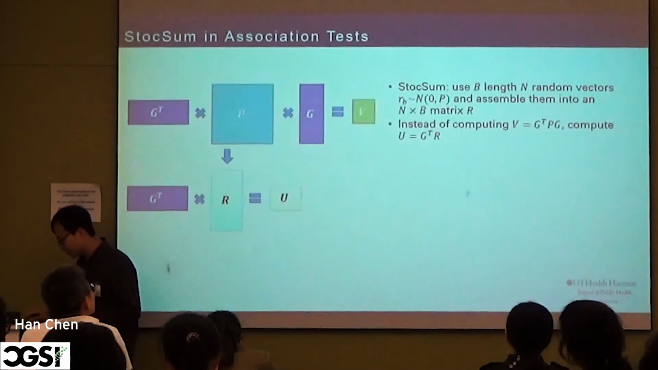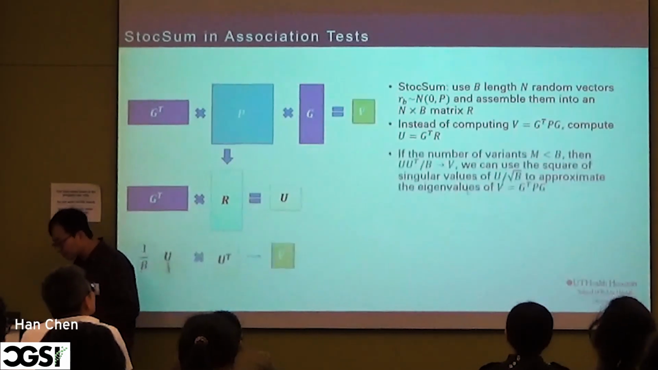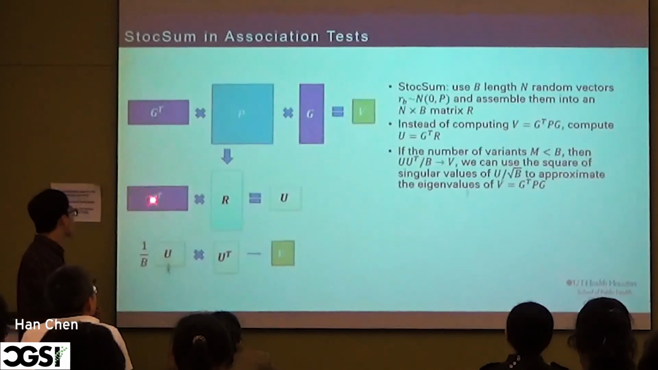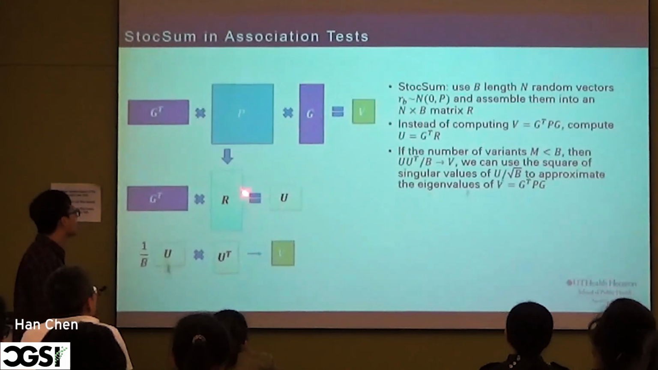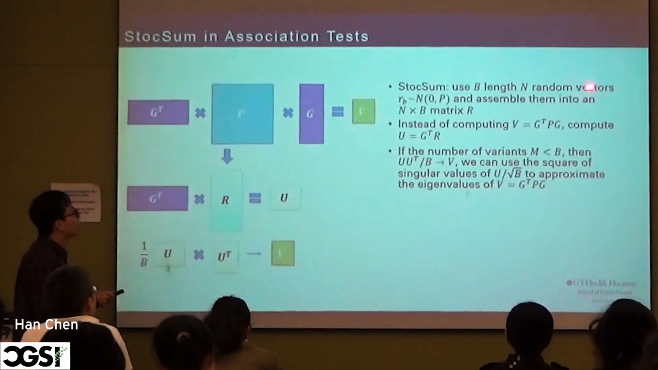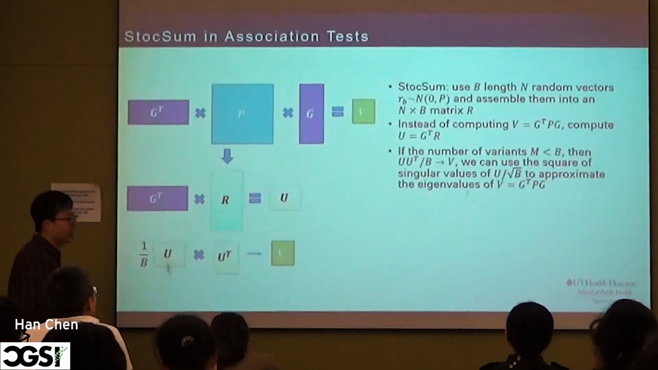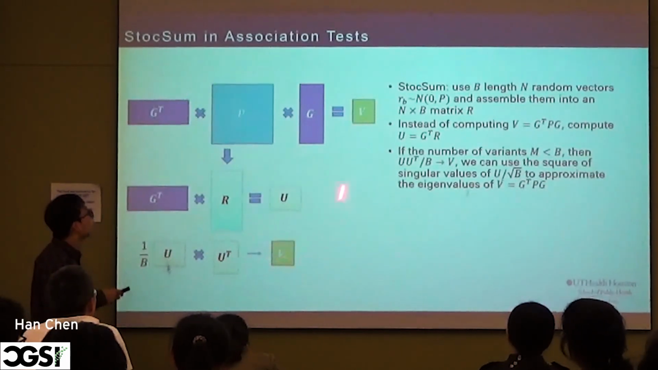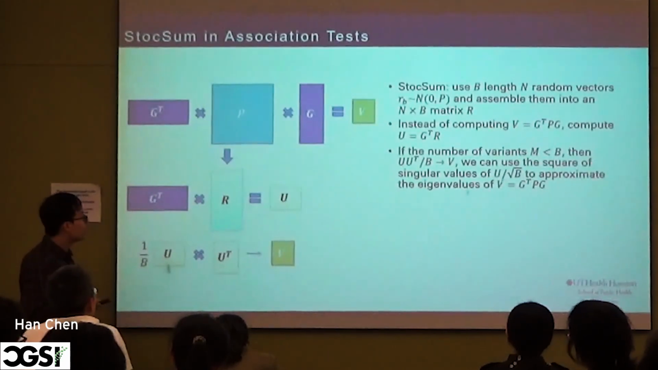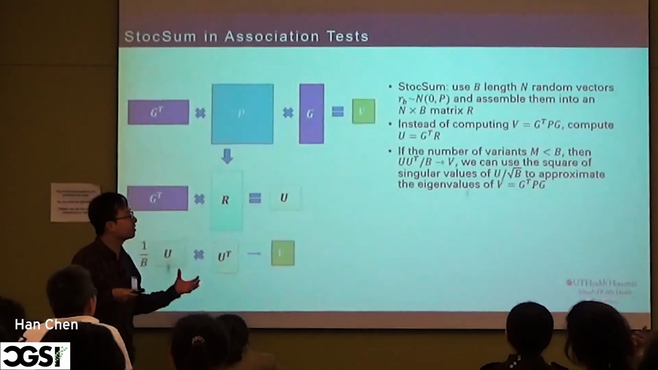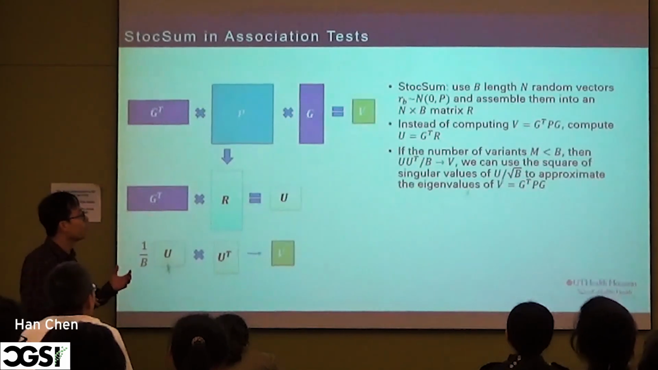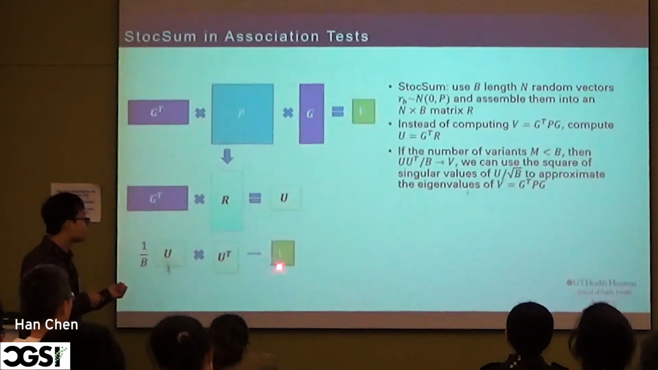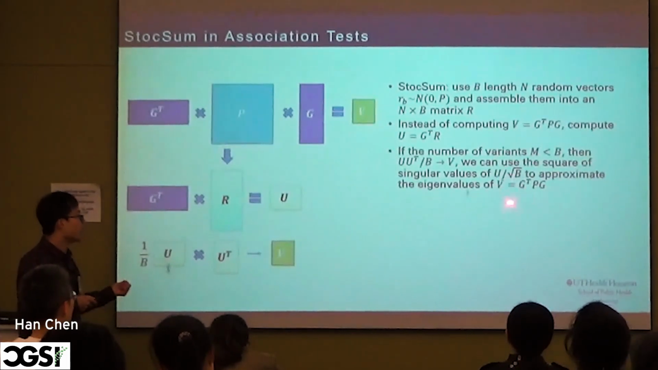So you can see that there are several advantages to doing that. First of all, if the number of markers M, the dimension of this G matrix, is small relative to the number of random vectors B, then by the law of large numbers, you can show that this cross product will converge to this V matrix. Therefore, when you want to do the variance component test for some rare variants, and you need the eigenvalues of this V, you don't really need to compute this matrix and then do the eigen decomposition.